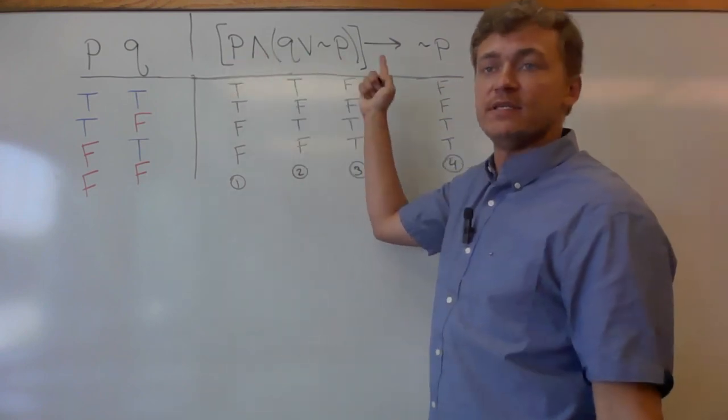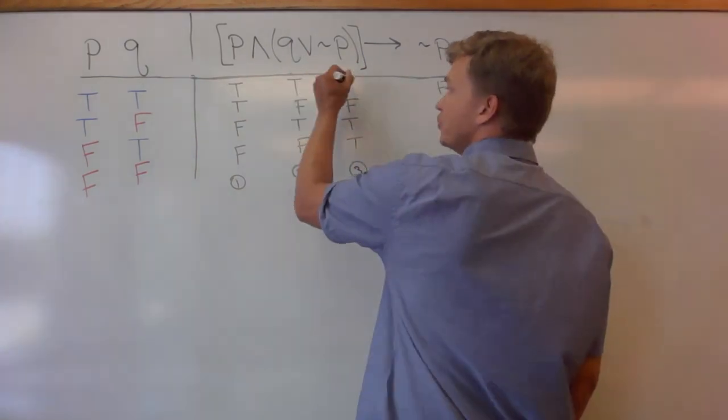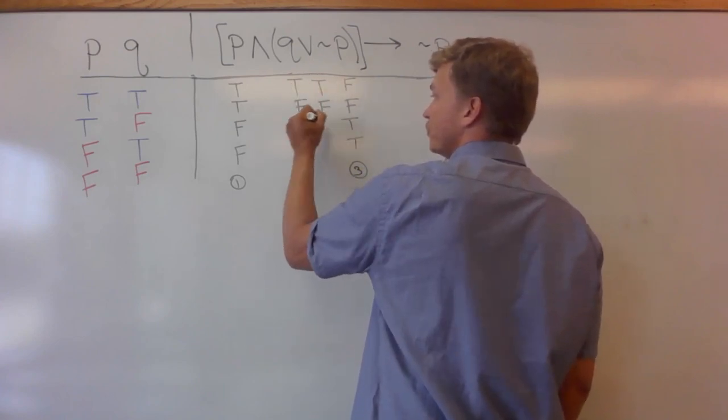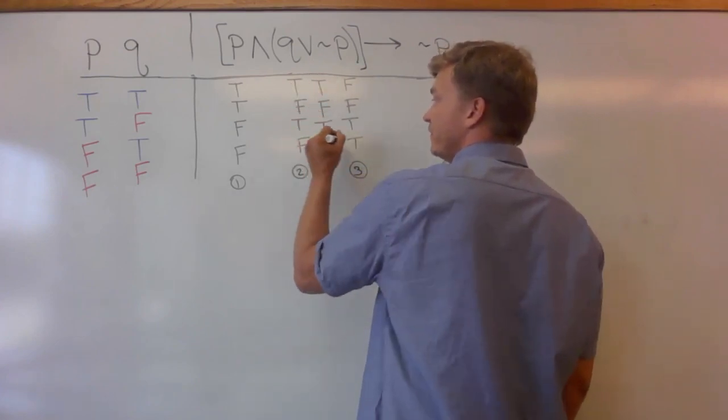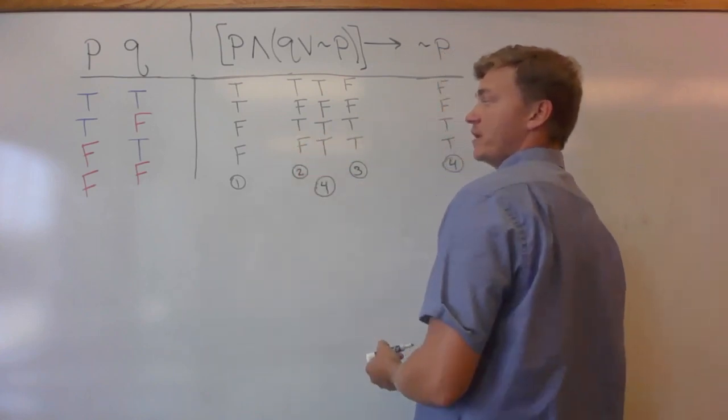Inside our braces, inside parentheses, we have the or connective that we'll go with next. True or false is true. False or false is false. True or true is true. False or true is true. So that's our fourth there.